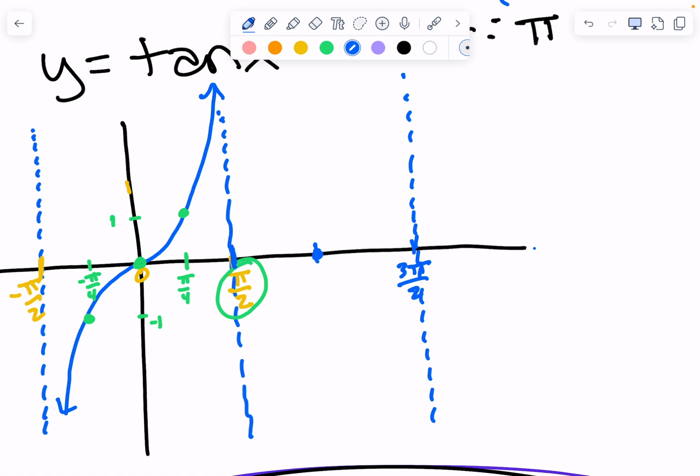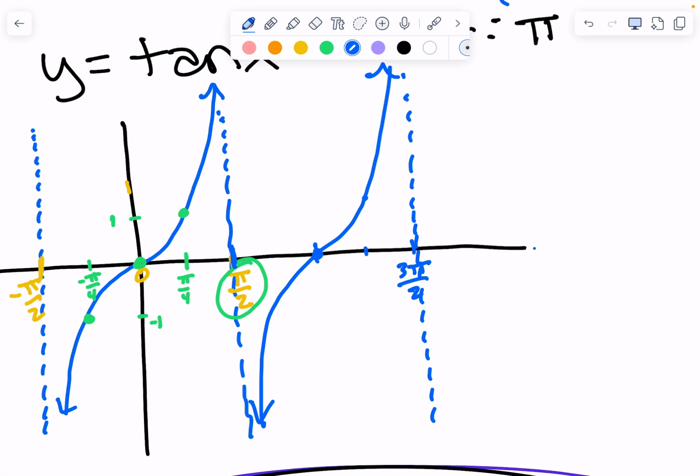And then tangent, if we do a second period of it, it'll look like this. Okay, so that is technically 2 full periods of tangent. Got it? Sometimes they'll only ask for 1, sometimes they'll ask for 2, just so that you can get the pattern. Okay? That's the second period of tangent.